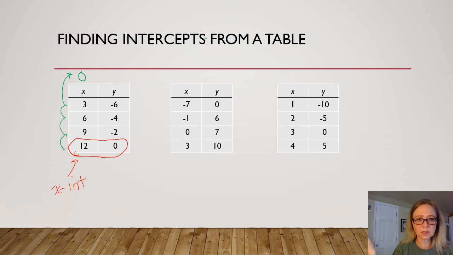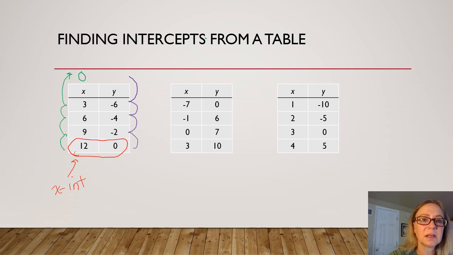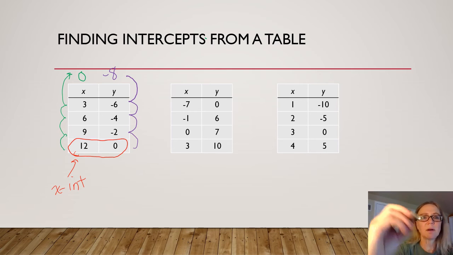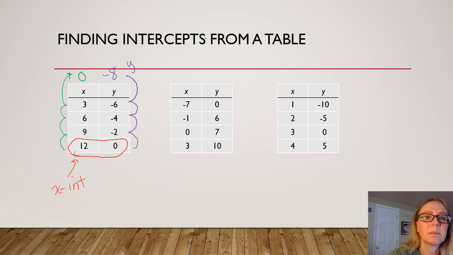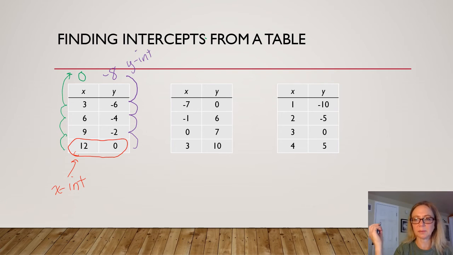So what I need to do is continue the pattern in the y column. 0, negative 2, negative 4, negative 6. The next number would be negative 8. So 0, negative 8 is the y-intercept. It's just a little bit of logic there.